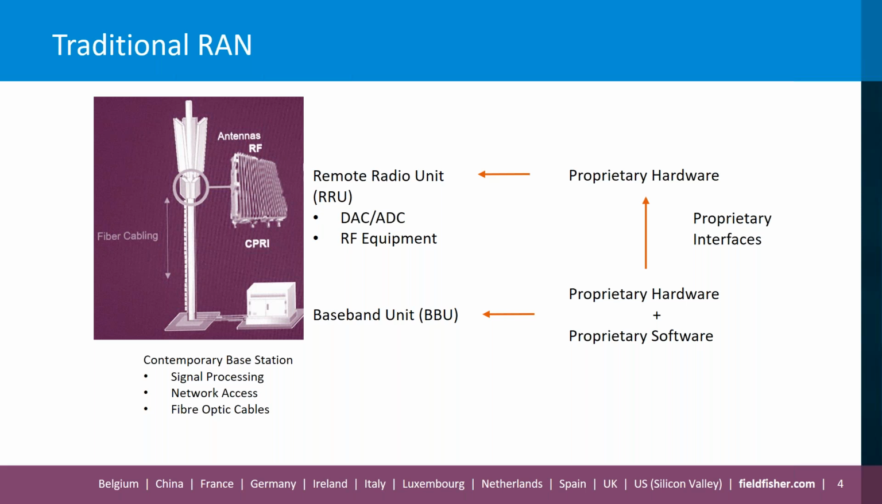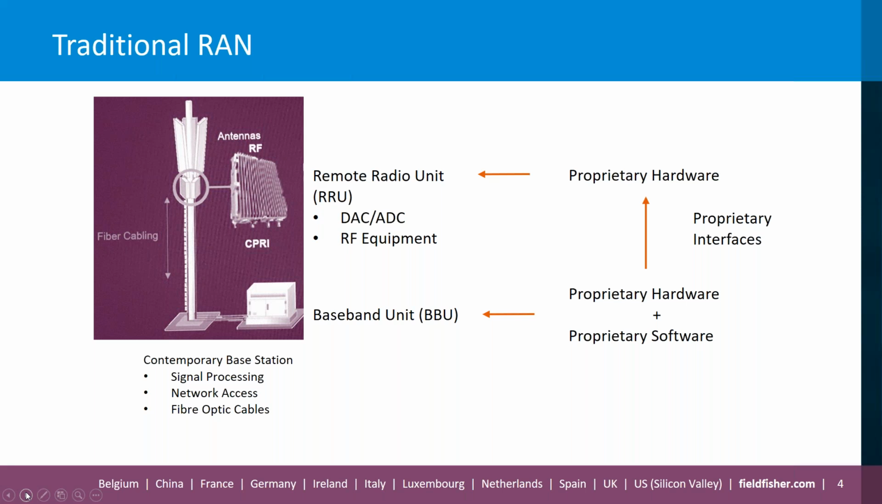And it connects to the remote radio unit via a fiber optic cable using an interface standard called CPRI, the Common Public Radio Interface. One of the issues with CPRI is it's a proprietary protocol developed by Ericsson, Huawei, NEC, and Nokia. So your traditional deployment model has proprietary hardware at the RRU level, proprietary hardware and proprietary software at the baseband unit level, and proprietary interfaces. And you can almost see the inevitable consequences of vendor lock-in and a curb on innovation in the radio access network.